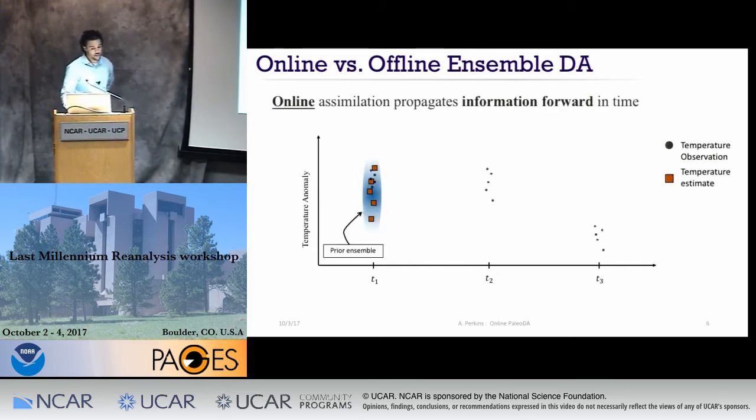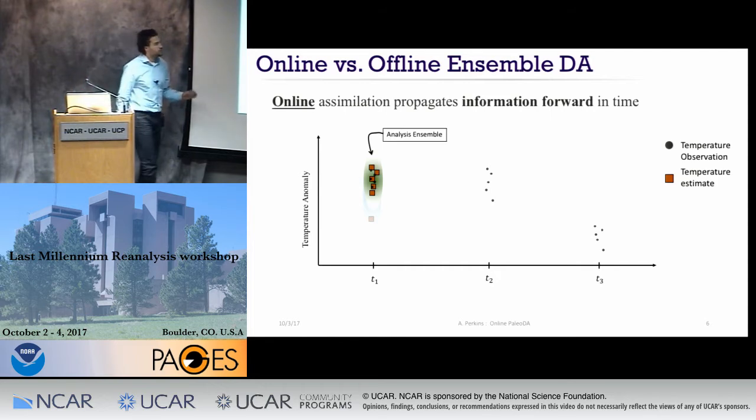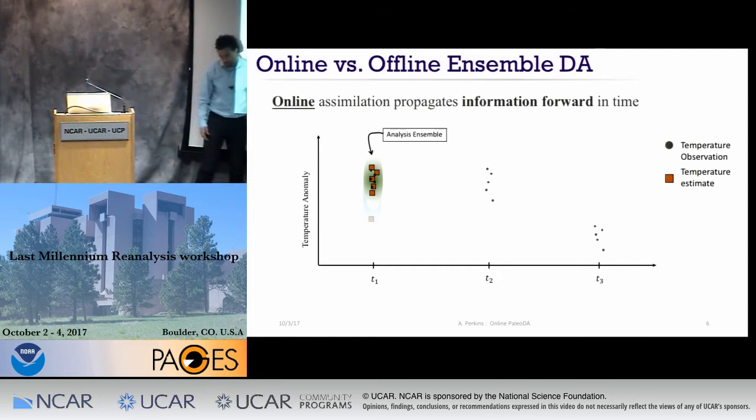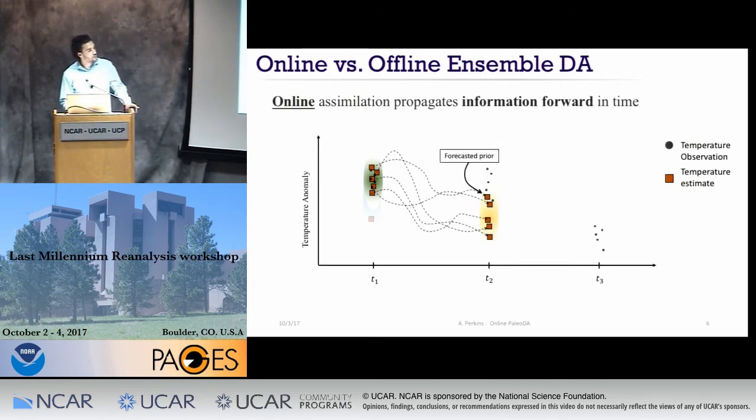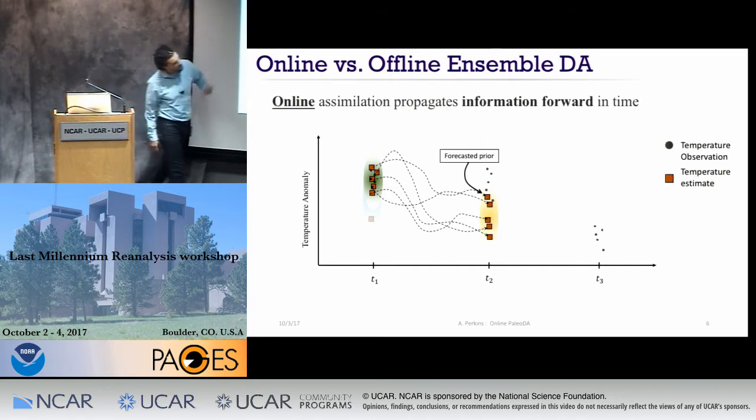Now, with online assimilation, which is the more traditional data assimilation approach, instead of using the same prior estimate for each time, we have our initial ensemble, we assimilate some data, and we end up with this analysis. Then you can take each of those ensemble members and use a forecast model that you think is skillful, propagate that forward in time.